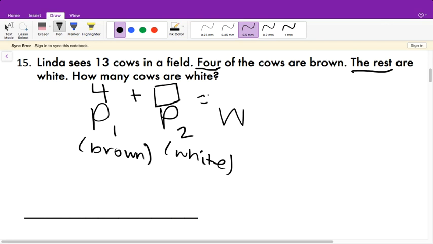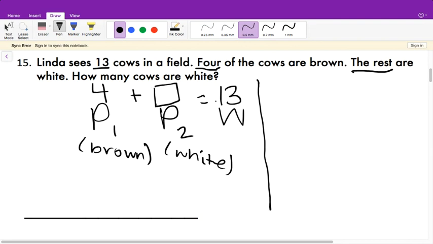Okay, and then all together, Linda saw 13 cows. So I'm going to write 13 for the whole. I can check my question to make sure that I have the right equation. So the question is asking how many cows are white. Now I have a box here in my equation for the white cows. So I think that I'm on the right track. So I can go ahead and draw my picture to solve this.